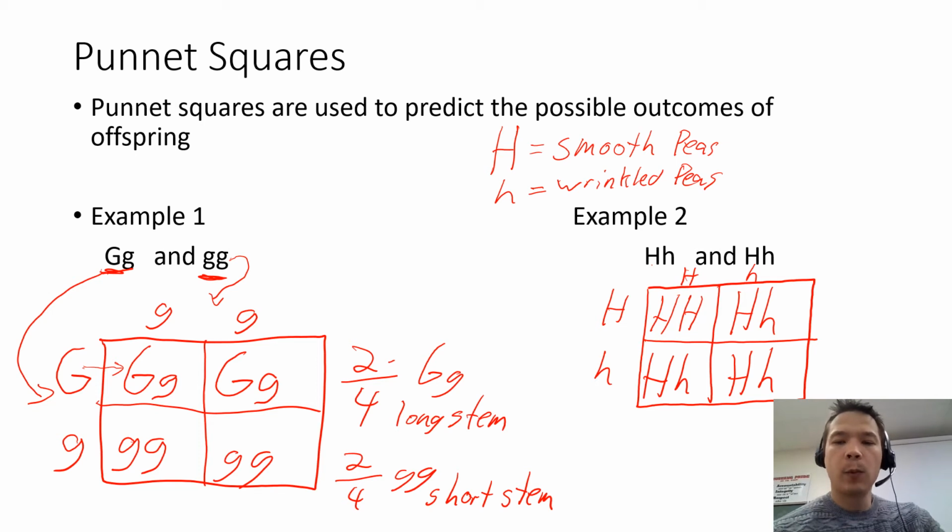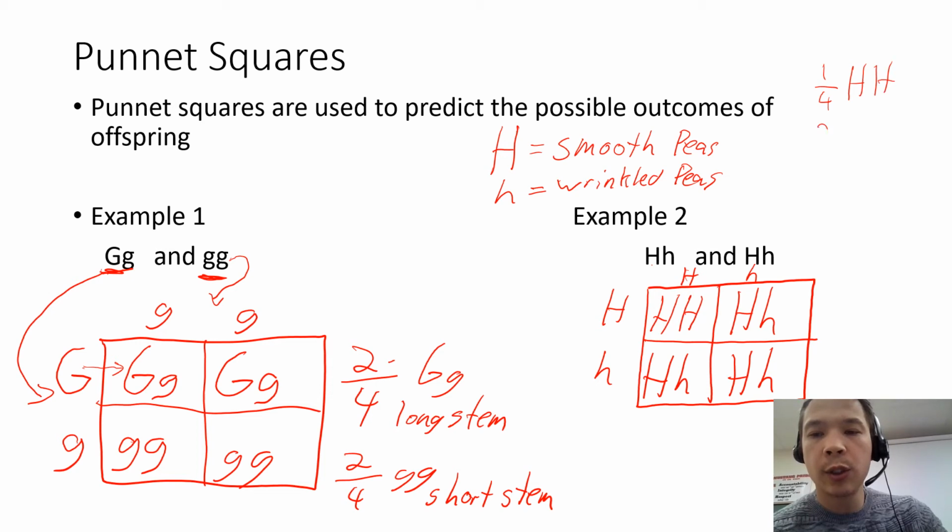So what would happen is that for genotypes, we'd have 1 out of 4, because there are 4 different possibilities, be big H, big H. 2 out of 4 is going to be big H, little h. And 1 out of 4 is going to be, oops, I made a mistake here. Little h comes down here, little h goes over there, that should be little h, little h. Then 1 out of 4 should be little h, little h.